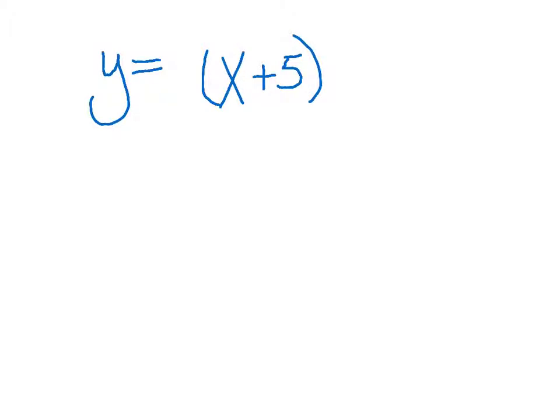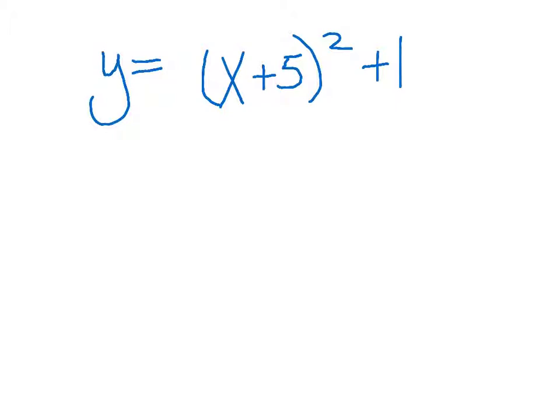Let me show you our third form. This is called the vertex form. And so it's really nice. It'll let you find the vertex straight off. Let's have y equals x plus 5 squared plus 1.